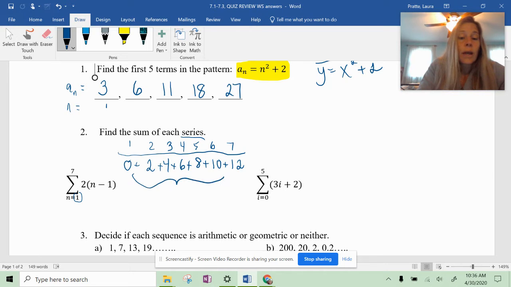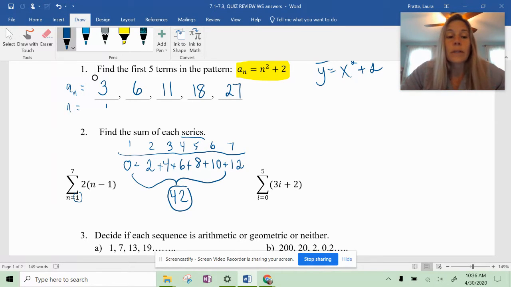So now we would add all of those together. So 2 plus 4 plus 6 plus 8 plus 10 plus 12. So let's say we got 20, 30, 42, if I added that correctly. And that would be the sum for that series.